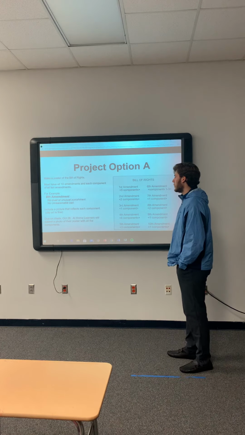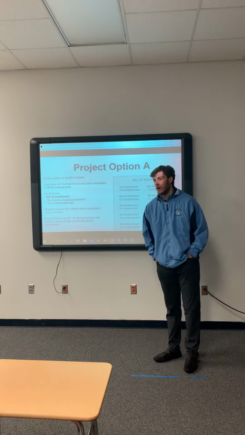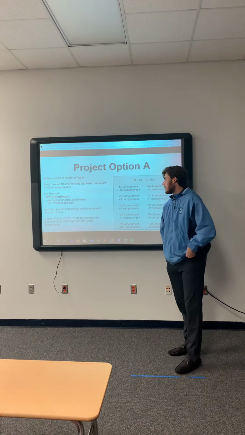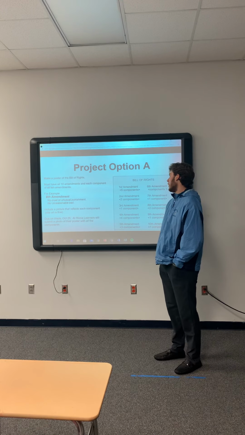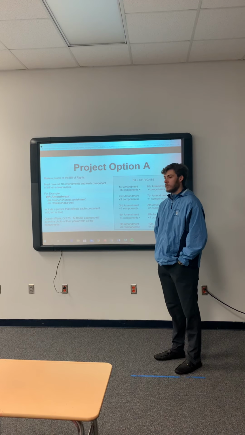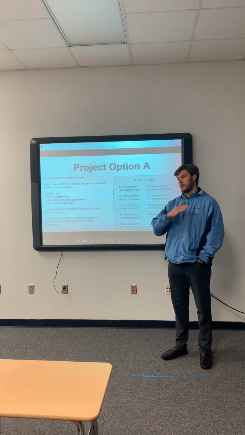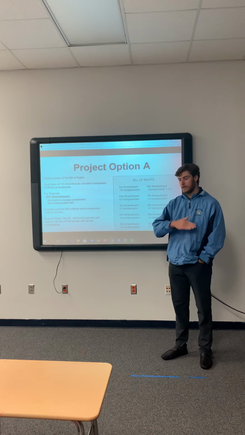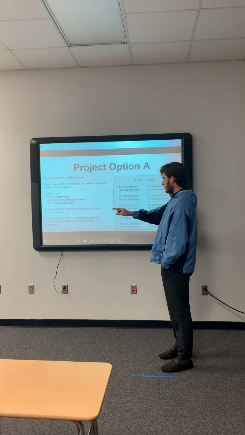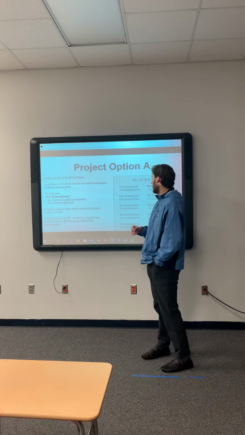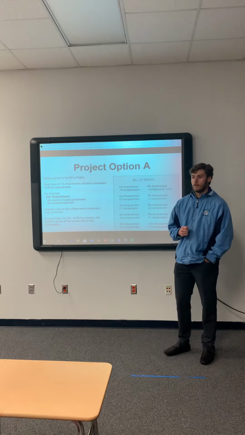So here's what the project is. You'll have two options. Okay, option A is that you make a poster. You'll put each amendment, all 10 amendments, on there. But when you write the amendments, you have to include every single component of those amendments.